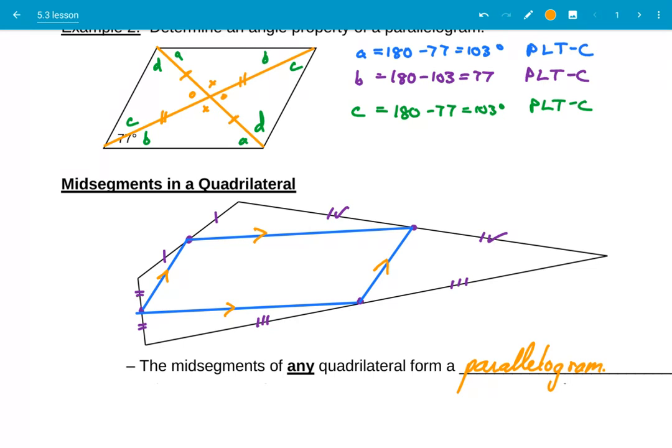So draw yourself another quadrilateral, any one you want, as long as the vertices don't go in. So don't do a quadrilateral that looks like this or something. Although it'll work, it's just that parts of the parallelogram will be outside of the shape. Draw a quadrilateral, any one, and then draw the mid-segments, measure carefully, and you should have a parallelogram. All right, on to the next page.